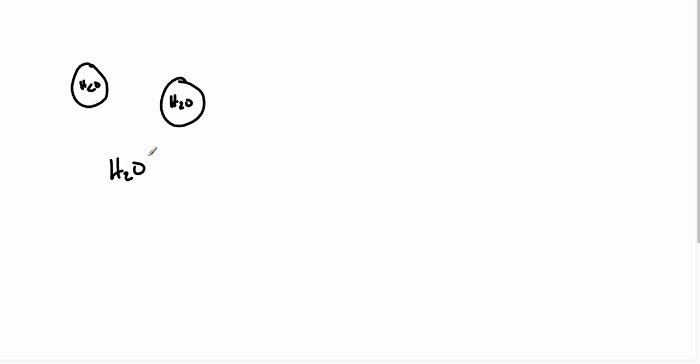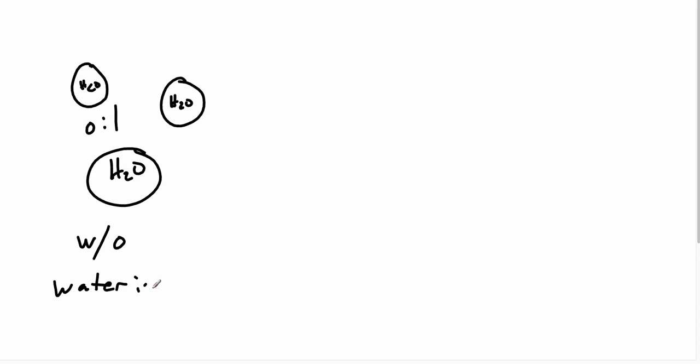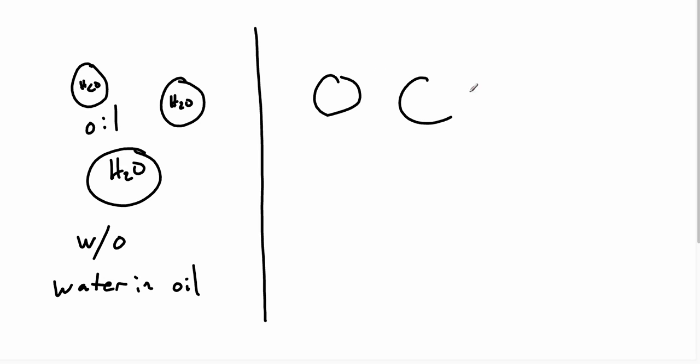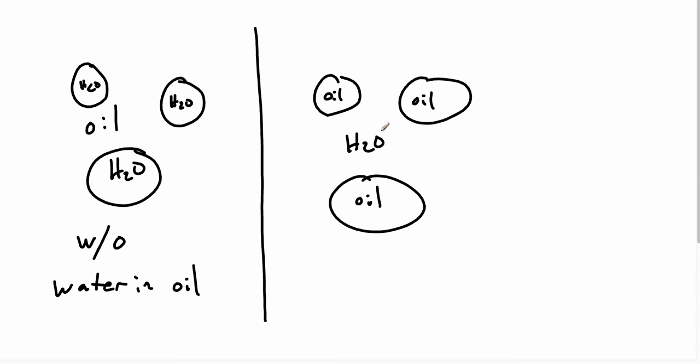We can imagine making an emulsion where we have droplets of water suspended in oil, and we would just call this a water and oil emulsion. We could also imagine a situation where we have drops of oil, meaning anything that's hydrophobic, suspended in water, and we would call this an oil and water emulsion.